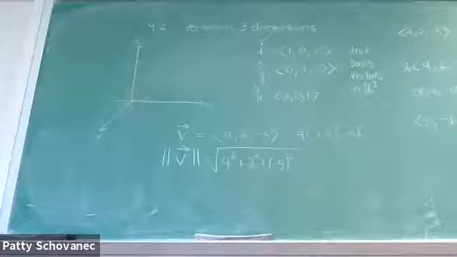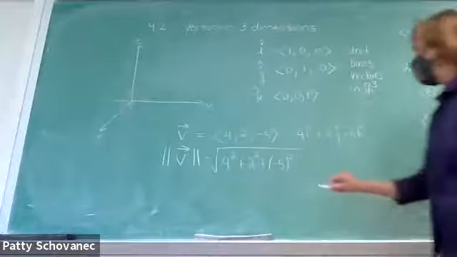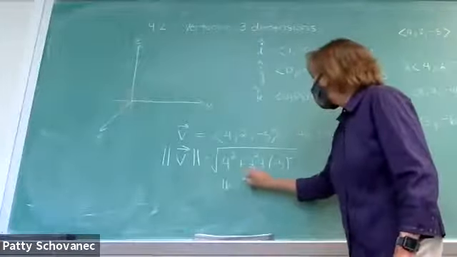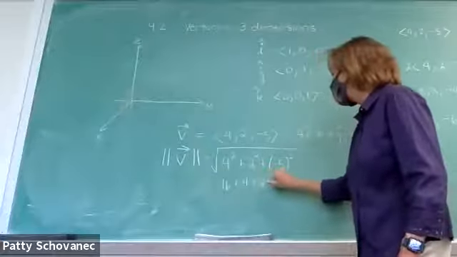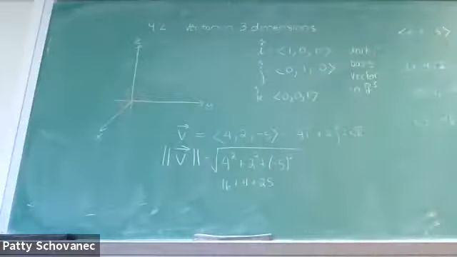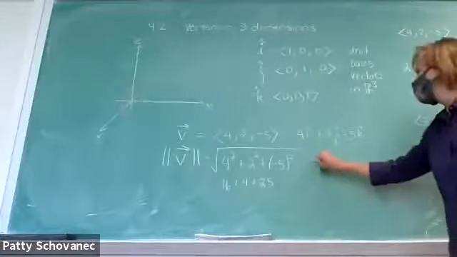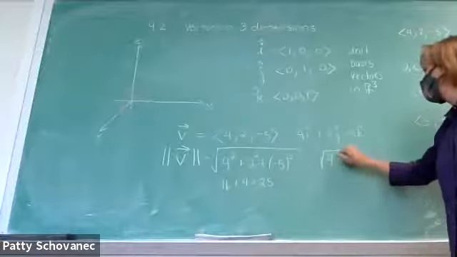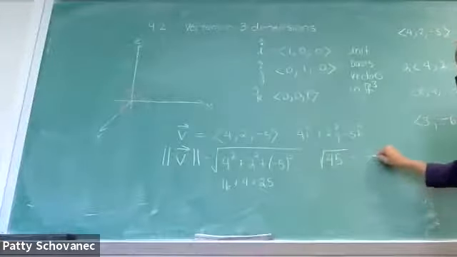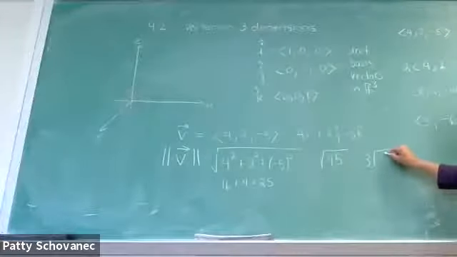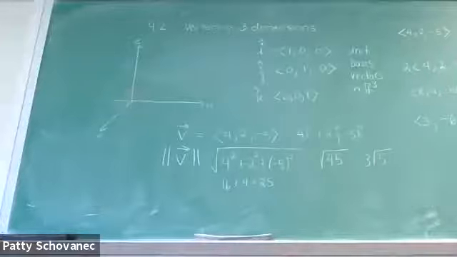And so we have 16 plus 4 plus 25. So what is that? 45? You like simplifying. 45 is 9 times 5. 9 is a perfect square, so I can write that length as 3 square roots of 5.